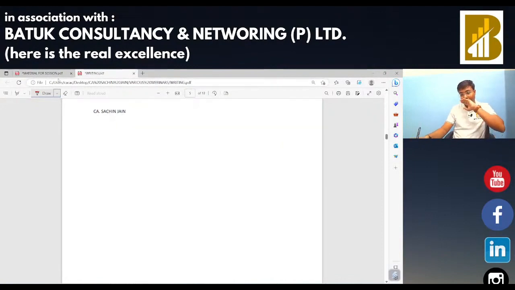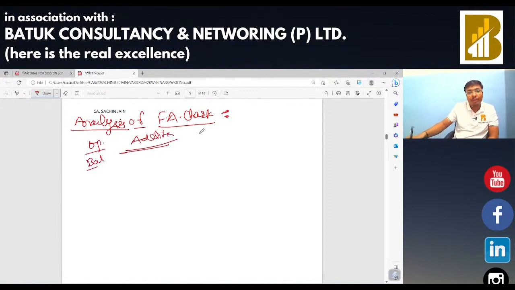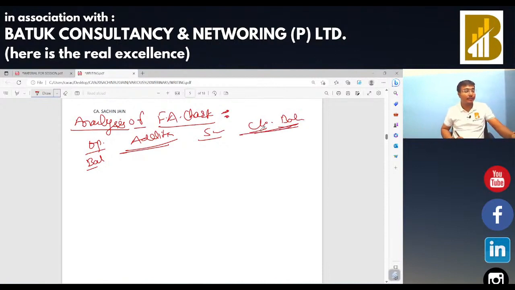Now, sir, analysis of fixed assets chart. When you are going to check the fixed assets chart in the balance sheet, or with 3CA, 3CB, 3CD, or with the books of accounts, or with the accounting software, in that case, there is opening balance, addition, sales, closing balance. Okay, this type of situation is there.